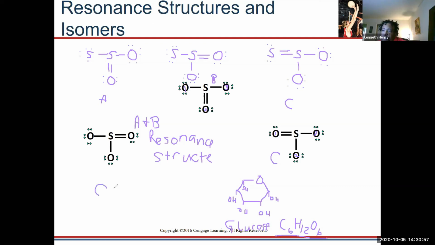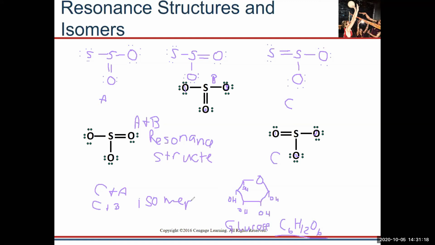And then C and A, and C and B are isomers. Piece of cake? Back there, are you with me? Yeah, I got you. Okay, good.